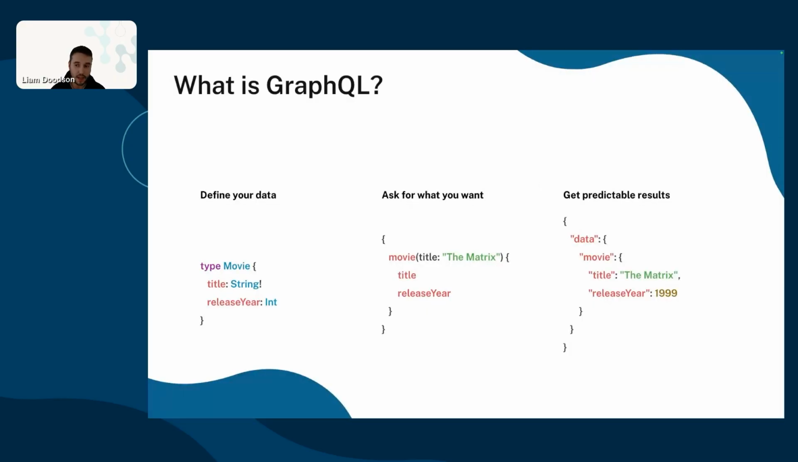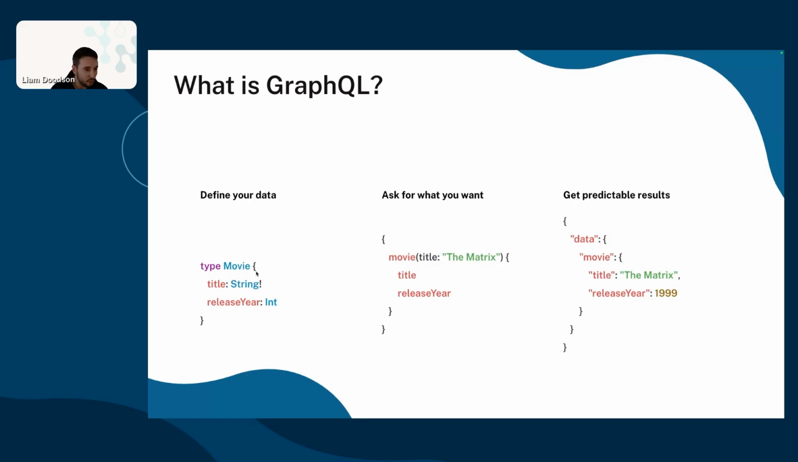Essentially, it's a query language and runtime for APIs that was developed by Facebook and made open source in 2015. And the way it works is you define the shape of your data using what's known as GraphQL type definitions. Here I've got a quick example.